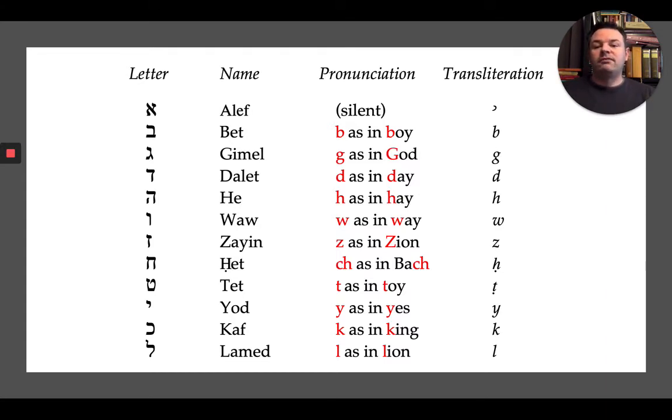So Aleph, Bet, Gimel, Dalet, Hey, Vav. Each of those sounds like what the letter begins with, except for Aleph, which is silent. Zayin, so Z sound. Zayin.